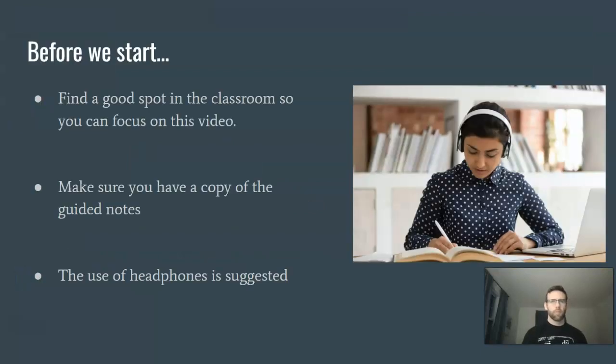All right, so just a reminder before we start, for guided notes, it's good to find a spot in the classroom or wherever you are that you can focus. Make sure you have a copy of the guided notes, whether that's a digital version on the Google Classroom or a physical copy, and the use of headphones is strongly recommended.